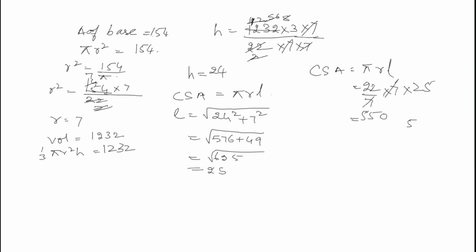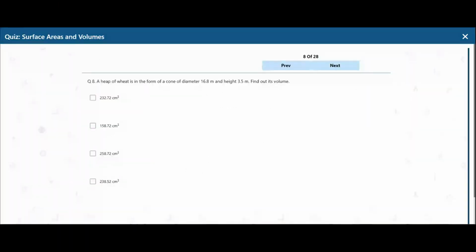550. Mahalakshmi, here diameter is 16.8, height is 3.5. Find the volume. How much you got? Shall we do it on the whiteboard? Here they have given diameter. They have asked volume. Volume is 1/3 pi r squared h. 258.72, ma'am.